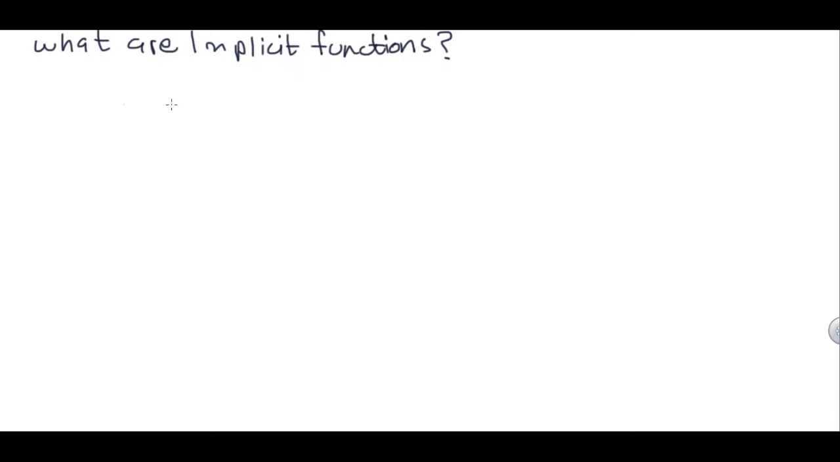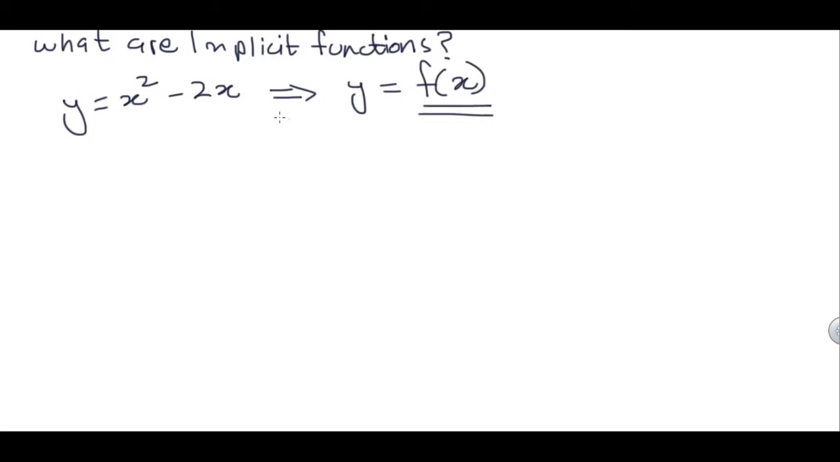What are implicit functions? Let's get into this through an example. If we consider an equation such as y equal x squared minus 2x, in this situation we have a properly defined equation for y, and we can simply say that y is a function of x. This would be referred to as an explicit function.